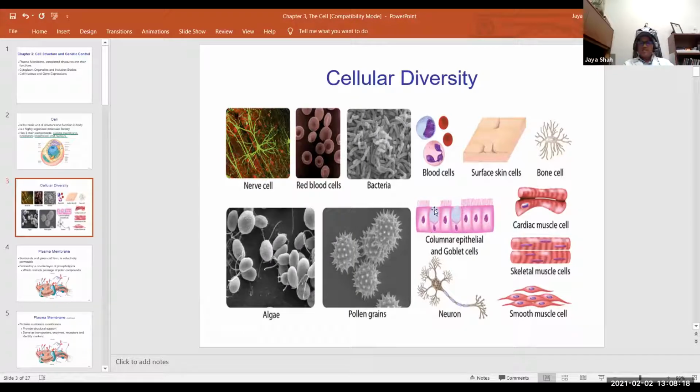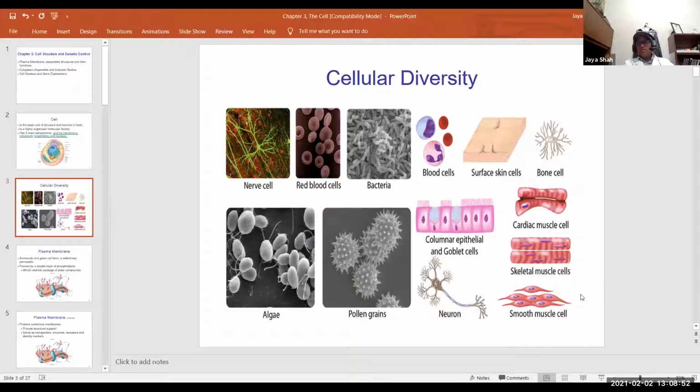Column-like cells, some goblet cells. Column cells have plasma membrane infolded. You can see the bristle-like structure, the brush border. That is the cilia, not cilia, sorry, microvilli. Then you see another neuron. Here is the cell body, several extensions, dendrites, and the axon. Smooth muscle cell, you see both sides tapered, there is a nucleus, and then there is a spindle-like structure.